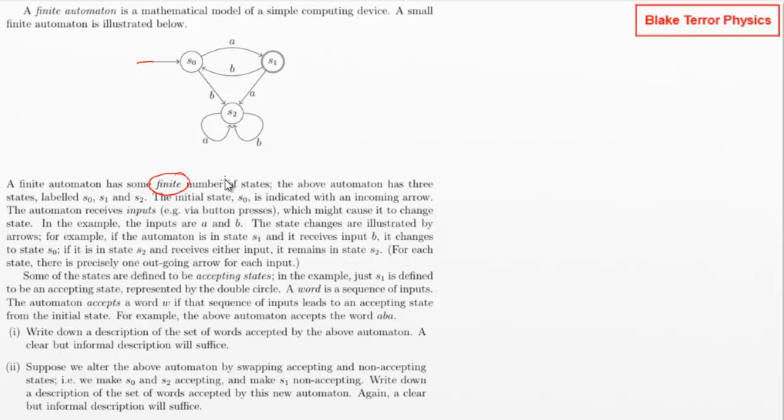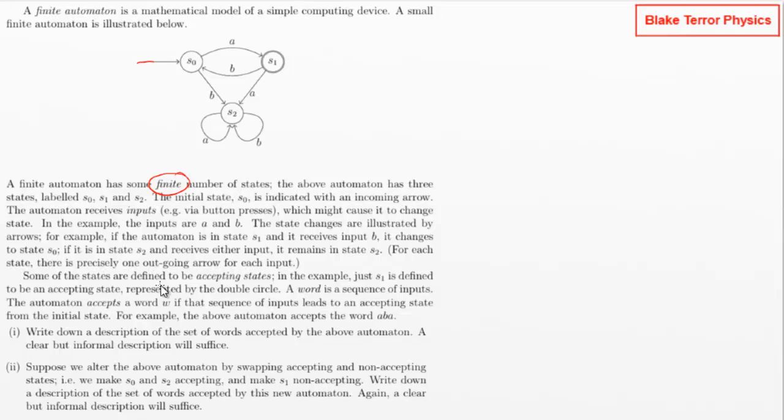The automaton receives inputs, e.g. via button presses, which might cause it to change state. In the example, the inputs are A and B, so all of these arrows are just telling us how to wander around. State changes are illustrated by arrows. For example, automaton's in state S1, it receives a B, it changes to S0. Yes, it follows the arrow. It's in state 2 and it receives either, it stays in state 2 because they both just curve back on themselves. For each state, there is precisely one outgoing arrow for each input.